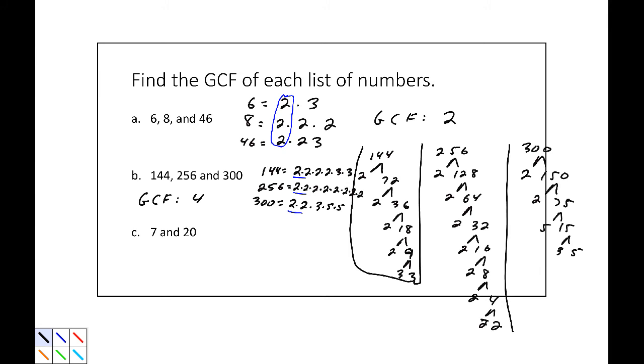Last example I have is 7 and 20, part C. And 7, actually there are no factors of that other than 1 and 7, so 1 times 7. And 20 could be 2 times 10, which 10 is 2 times 5, so 2 times 2 times 5. There are no common factors. But I can always throw in an extra 1. 20 could be 1 times 2 times 2 times 5. My GCF is 1.